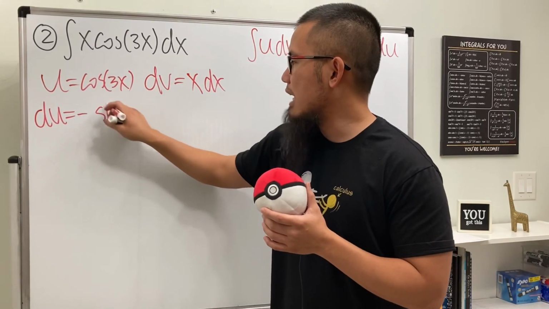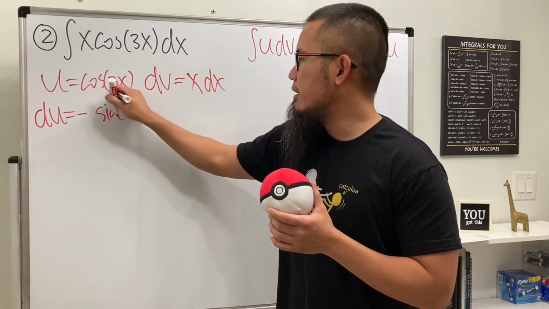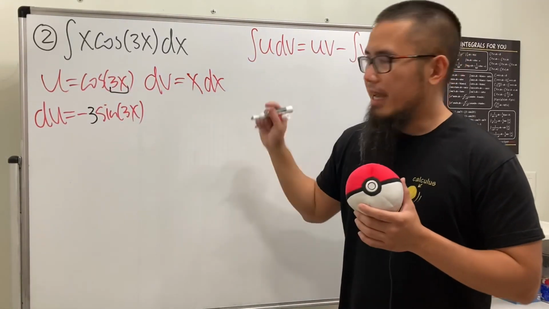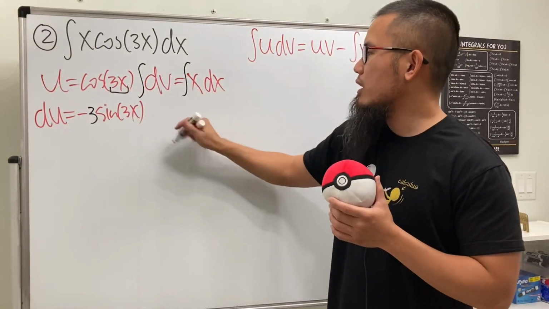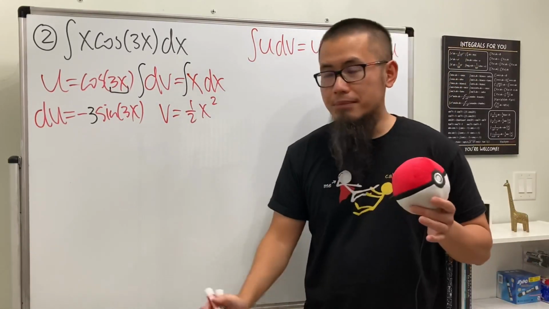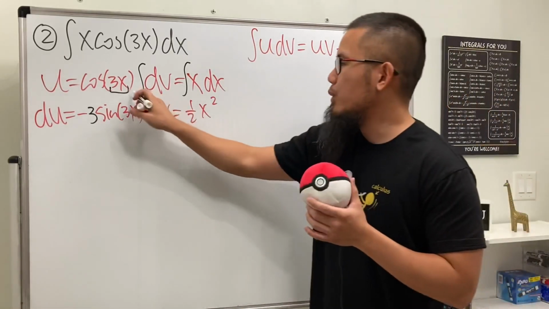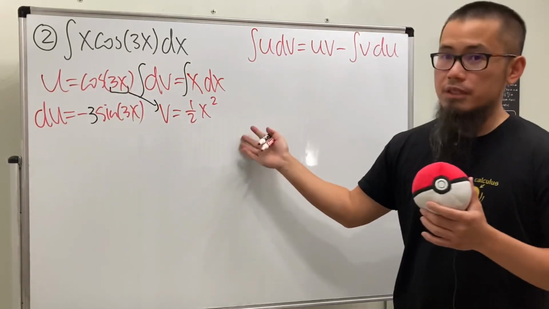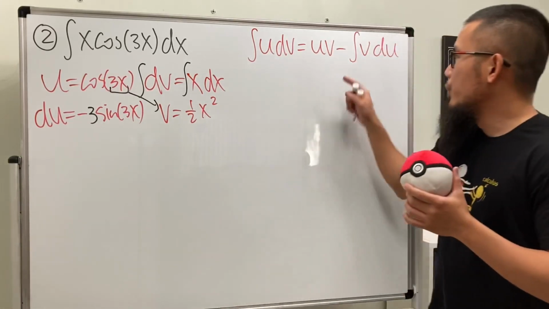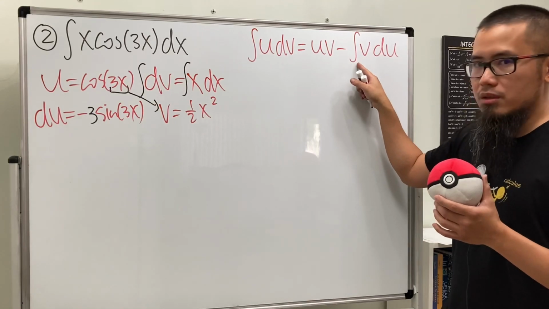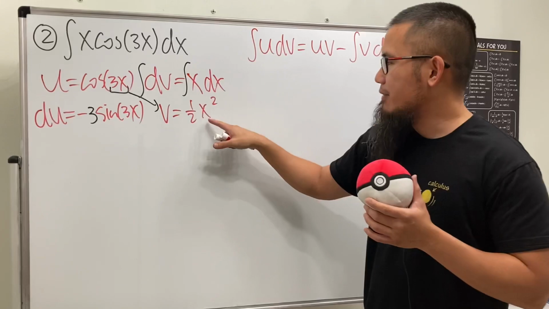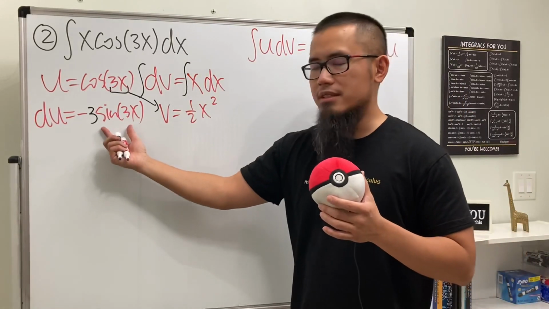We get negative sine of 3x, and then don't forget the chain rule, multiply by the derivative of 3x, which is the 3. And to integrate this, it seems totally okay as well. V is going to be 1/2 x squared. Alright, and if we continue, we see that we multiply this and that together. That will give us the first part of the answer. But now, the problem is that we will still have to deal with the integral of this times that. We have x squared, and then this right here is a sine function.